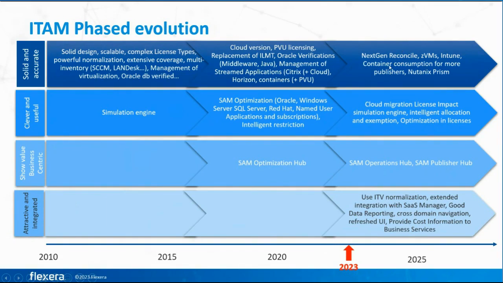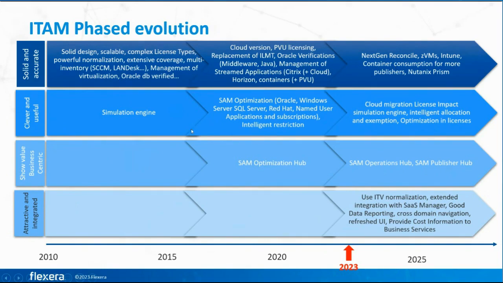Next-gen reconcile. That's what I described. This is an enhanced reconciliation algorithm, which is using more modern technology. So for cloud customers, it is faster, which allows to compute consumption in islands and parallelize some processes. We were extending on ZVM, Intune, container consumption for more publishers. And also, because today license consumption is managed only for IBM, Nutanix Prism will come. So we keep being a solid tool.